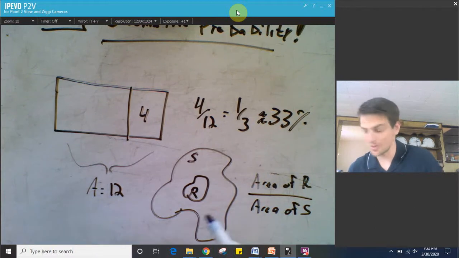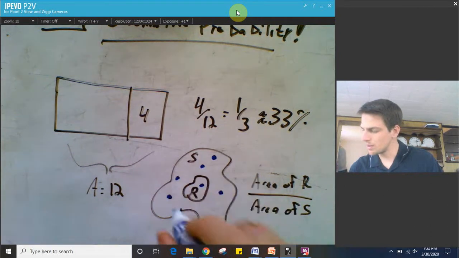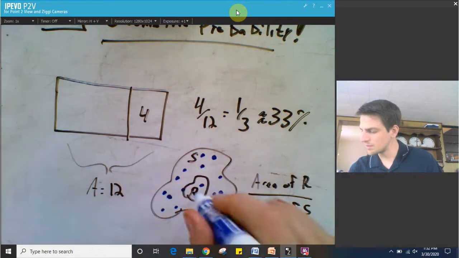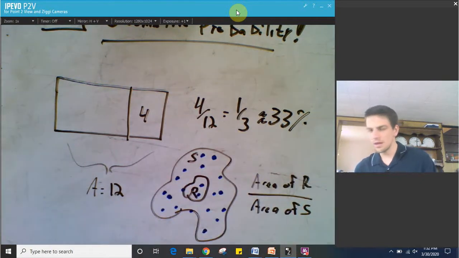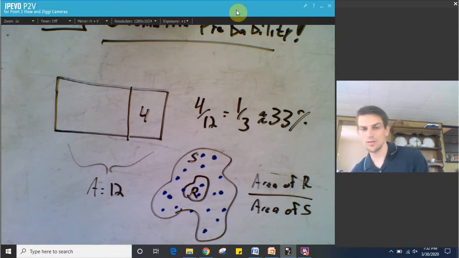We're guaranteed it will be in this area. The more area there is in S, the less of a chance that it's going to land in R. But if we assume that they're evenly distributed, then it would correlate to their areas as to how often it actually lands within that area. So hopefully that is making sense.